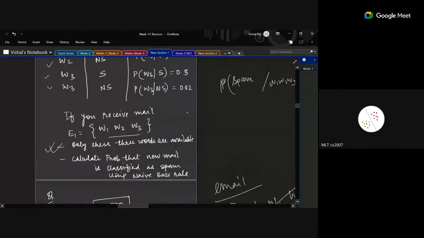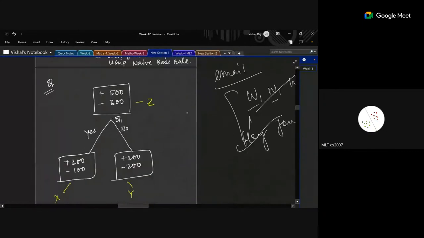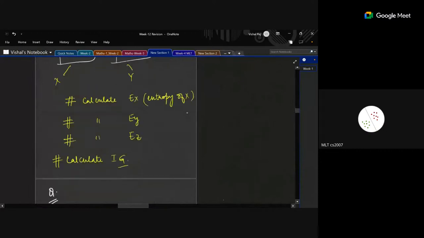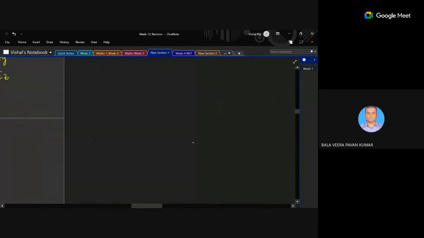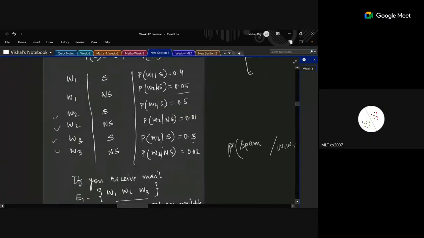This type of problem you can expect in the paper. And then you have decision tree questions. Do you want to solve them? Okay, sir, we will solve. Which one, if it is important?